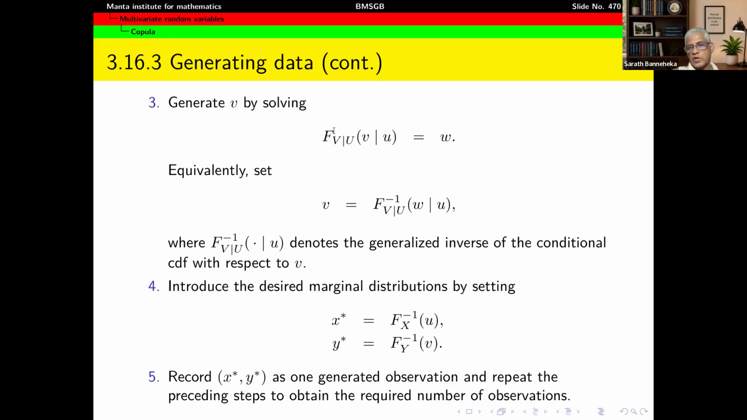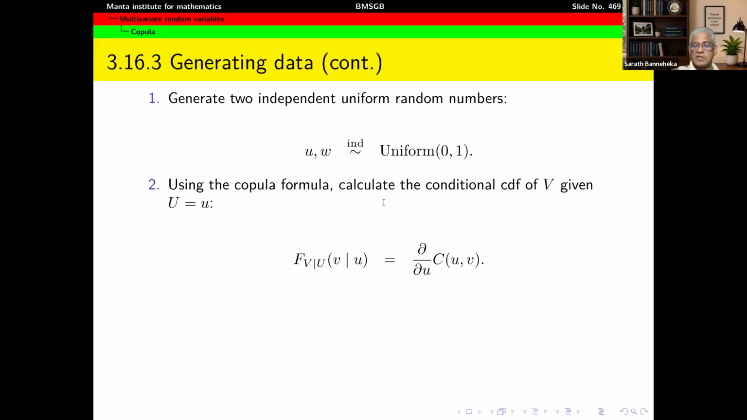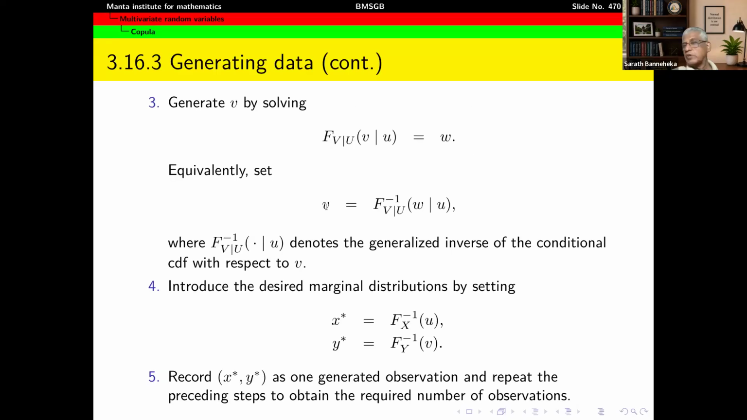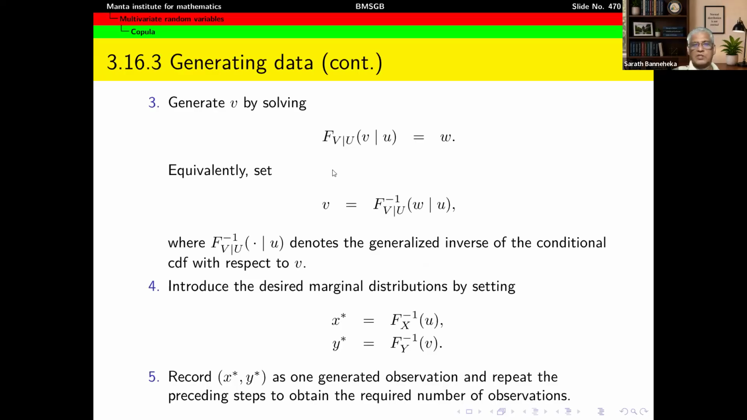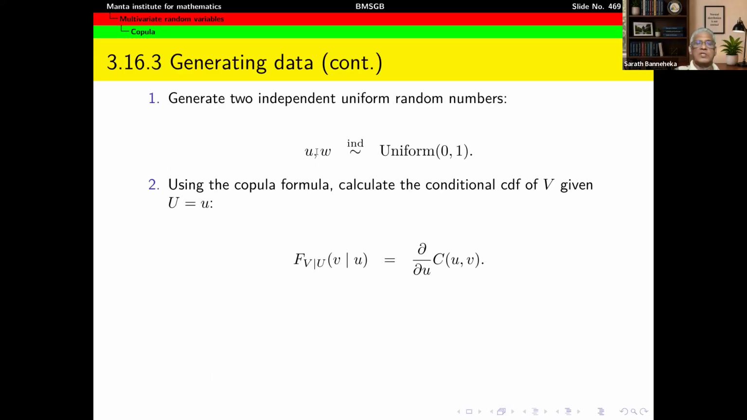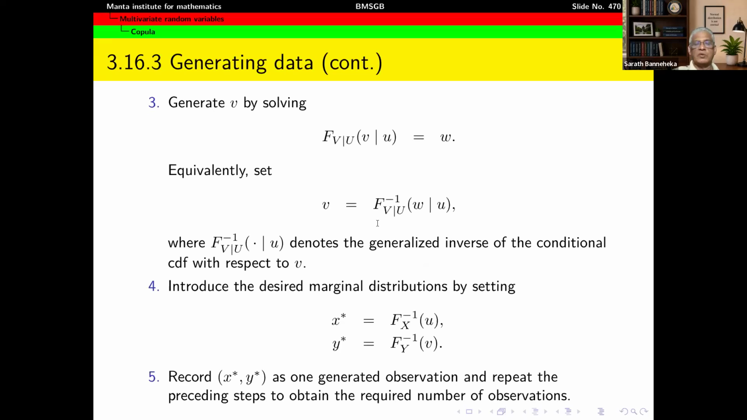Right. So that is why it is important for us to be able to get the inverse of this function. Otherwise, we will not be able to get this V here. If we can get this V in this method, in that case, the random variable corresponding to this U and the random variable corresponding to this V will be correlated, even though U and W are independent, they are uncorrelated. When we generate V using this method, the original U and V will now be correlated.